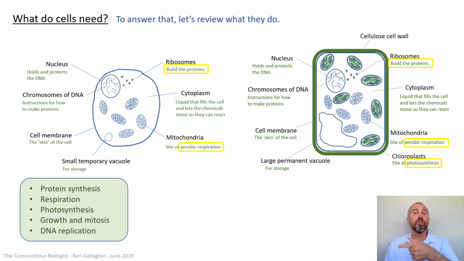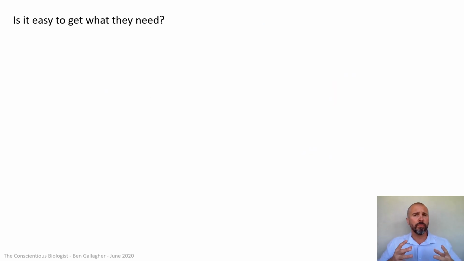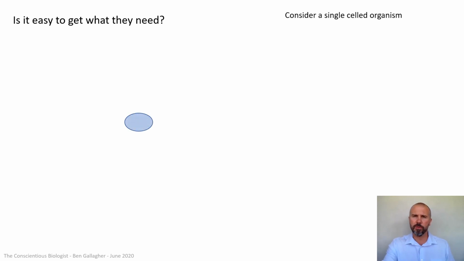So really those 5 processes over there, those are the essential things the cells need to do. So we just need to think, when we're thinking about what do cells need, is what do they need in order to do those processes. So is it easy to get those things? Let's jump to that next. Well, you might recognize this slide from the circulatory system videos. I've adapted it a bit, but the principle is still the same.